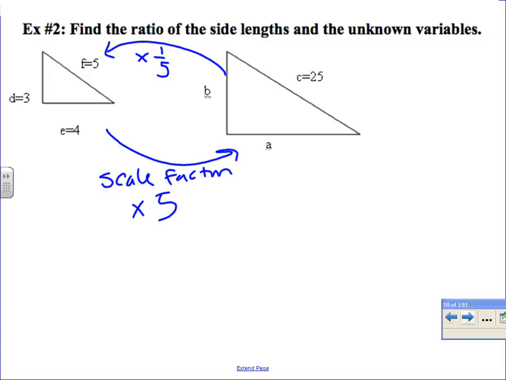Guys with me? Okay, how do we find, we need to find letter B and letter A. How do we do that? How do we find B? How do we find A? Briar?